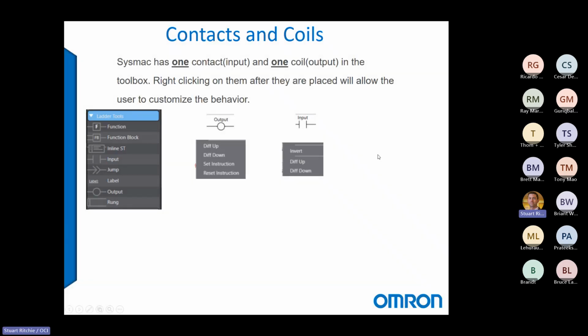Now, contacts and coils in Sysmac. So we have one contact and we have one coil, or one input and one output instruction. Now, we can do a lot of different things, like make it a normally open, make it a normally closed, but instead of having an object in our toolbox for each one of those conditions, we have one contact and we right click on it and we choose if we want to invert it or if we want to make it a one shot up or a one shot down, diff up, diff down, we call that. Same with the output. If we want to make it a set instruction, we just right click on it and make it a set instruction. So it opens up the toolbox quite a bit, and we'll be doing this to a lot of our contacts and coils in our program today.